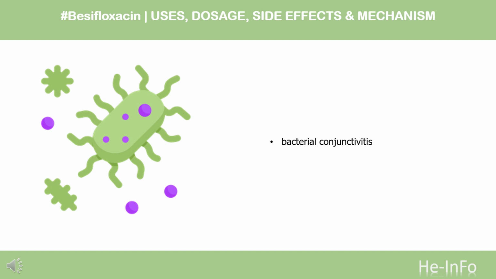What is besifloxacin used for? Treatment of bacterial conjunctivitis. Bacterial isolates that are susceptible to besifloxacin include CDC coryneform group G, Corynebacterium pseudodiphtheriticum, Corynebacterium striatum, Haemophilus influenzae, Moraxella lacunata, Staphylococcus aureus, Staphylococcus epidermidis, Staphylococcus hominis, Staphylococcus lugdunensis, Streptococcus mitis group, Streptococcus oralis, Streptococcus pneumoniae, Streptococcus salivarius.